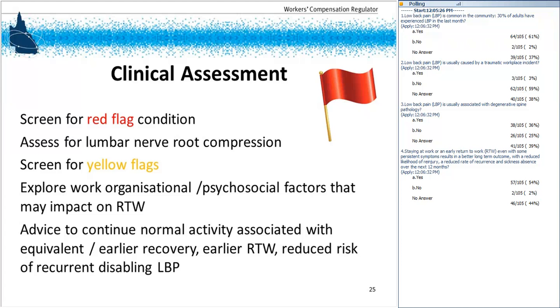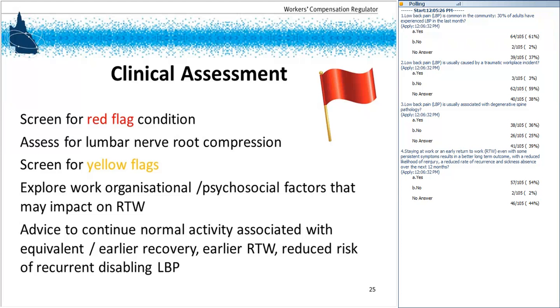Yellow flag assessment is important and it should be done as early as possible, and the reason for that is that we do increasingly realise now that the yellow flags are probably one of the most significant factors on whether someone will return to work or stay at work, and in fact on the length of disability. But from a positive perspective, if we can identify and address them, we can certainly facilitate that return to work.